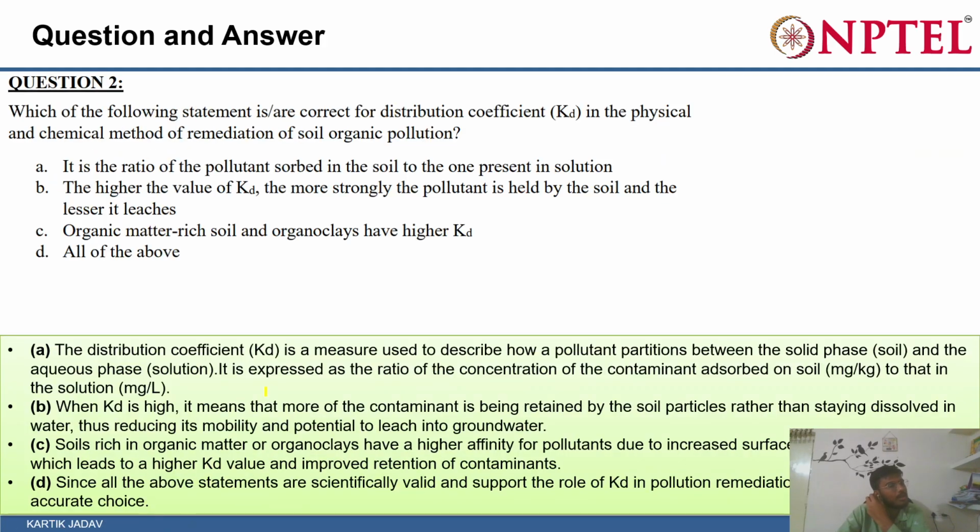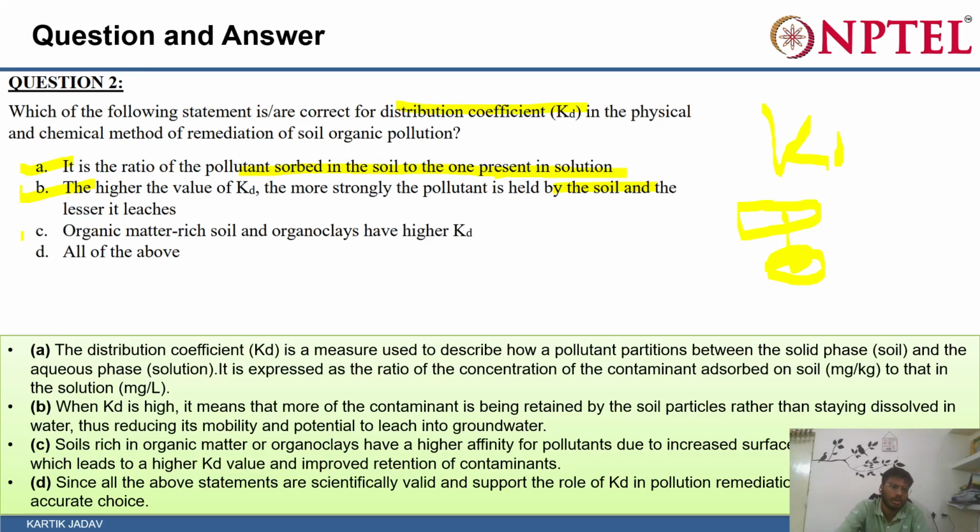Right. Question number two. Which of the following statements is correct for the distribution coefficient KD in a physical and chemical method of remediation of organic pollutants? We know that KD provides the distribution between soil and the collected leachate sample. Option A: it is the ratio of pollutant sorbed in soil to that present in solution. This is correct. With a higher value of KD, the more strongly the pollutant is held by soil and the less it leaches. That is also correct.